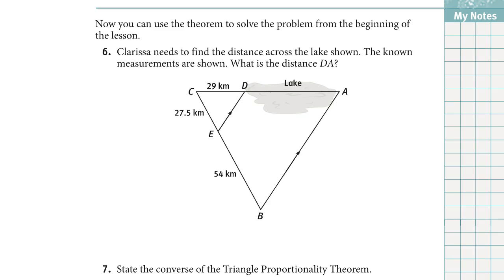So let's go back to that problem about measuring across a lake. Do you recognize this is that same situation? The triangle has been rotated a little bit, but it still has those parallel sides. So we can use the triangle proportionality theorem. The 27.5 is to the 54 as the 29 is to that distance across the lake. Maybe we call that x.